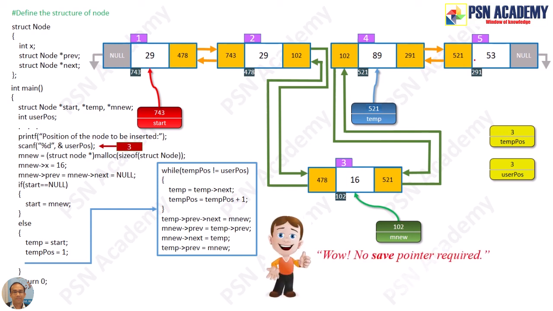So I hope it's clear to you how to insert a node in a doubly linked list.